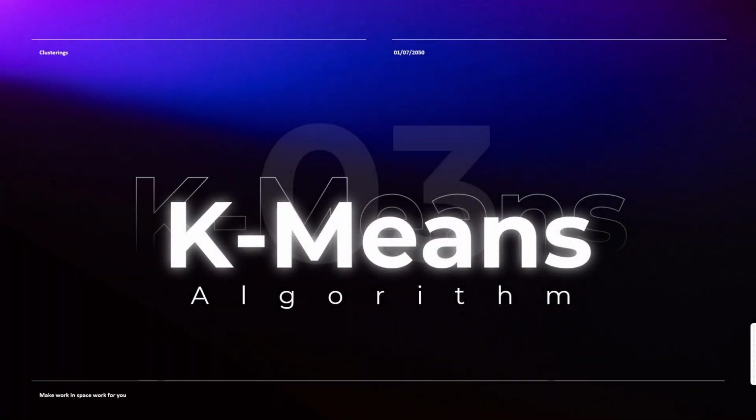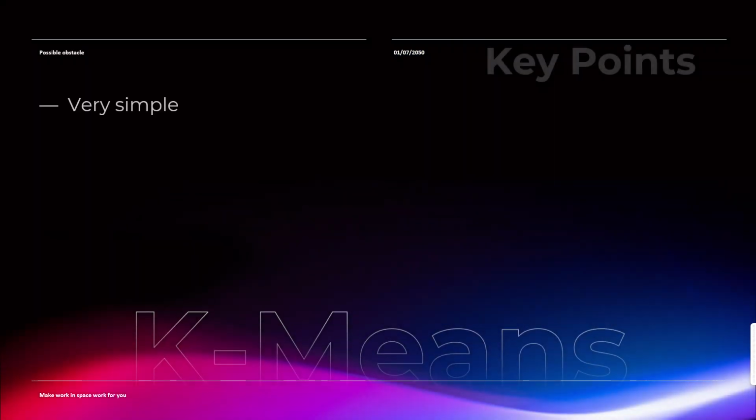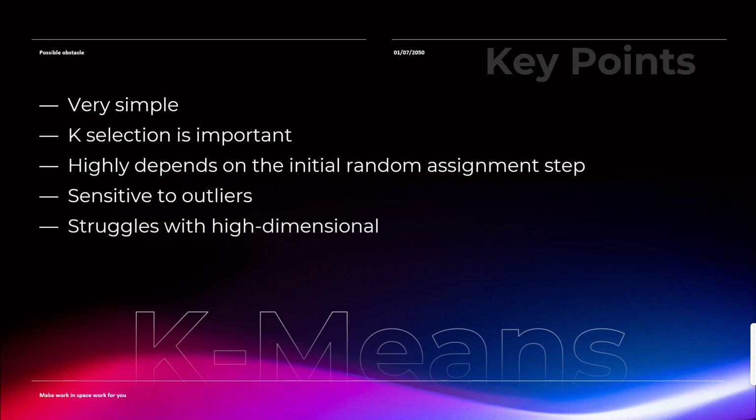Now it's time to check the K-means algorithm. The key point is that K-means is very simple, but the choice of k is very important, and this algorithm highly depends on the initial random assignment state. And this algorithm is very sensitive to outliers, and it will struggle with high dimensional datasets with lots of features and dimensions.